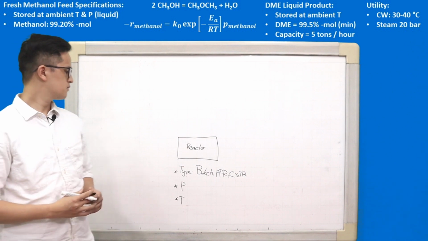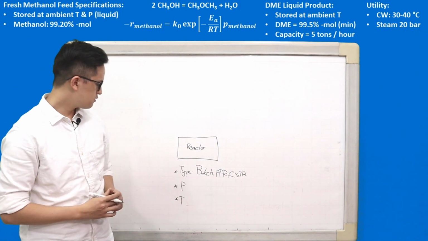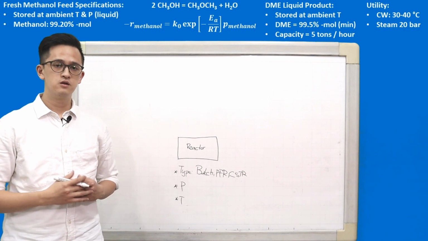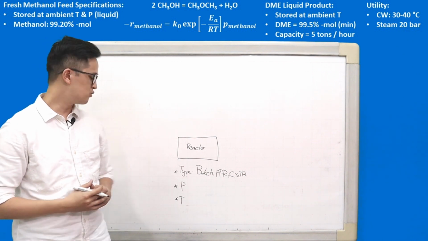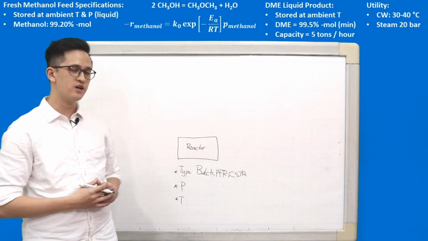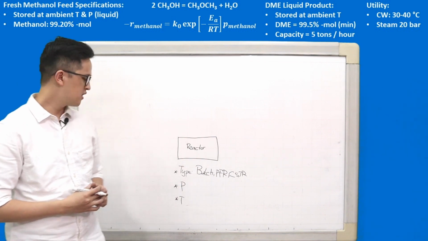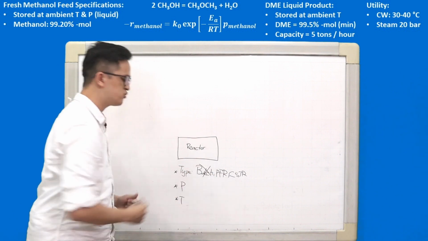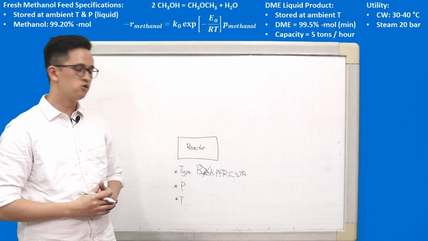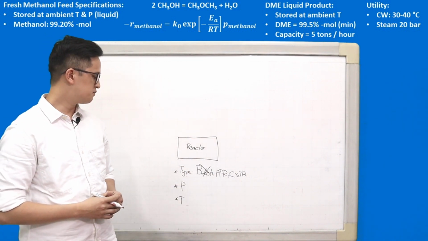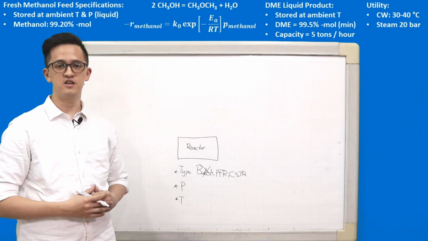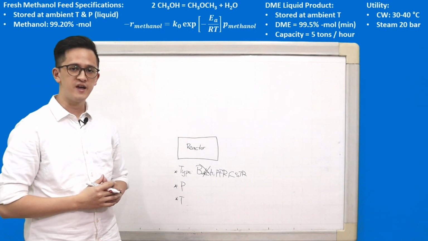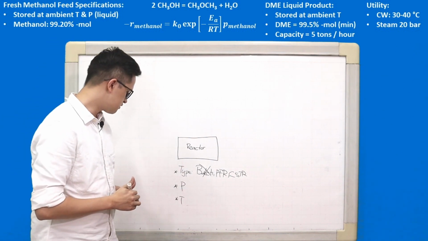Okay, so we want to produce DME at 5 tons per hour. So that's quite a large capacity. So it's not really a good idea if we want to consider the batch reactor process. Okay, so we can cross this option, and then we have to think about PFR versus CSTR. What's the main difference between these two types of reactor? So I'll give you the quick illustration.